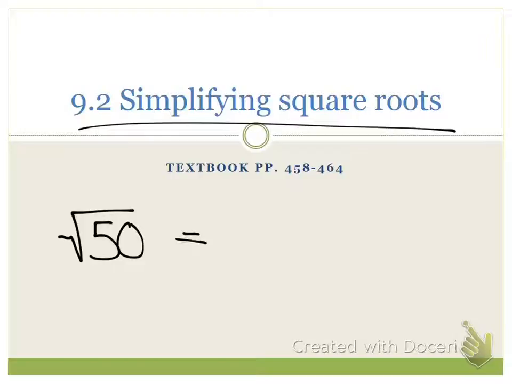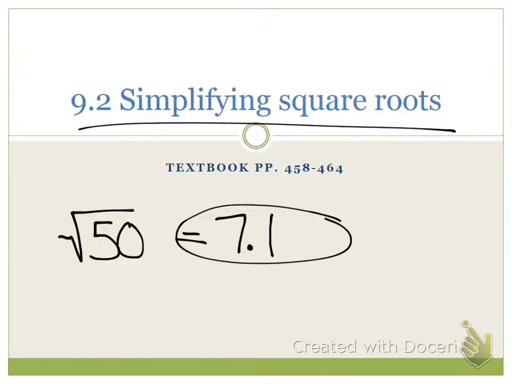And when we took the square root of 50 in our calculators, was it an even number? No, so we would round it. Didn't we round it? Yes. We rounded to the nearest tenth to get 7.1. Well, instead of rounding to the nearest decimal today, I'm actually going to take this and I'm going to simplify it but keep my radical. All right, so that's kind of where we're going with it.